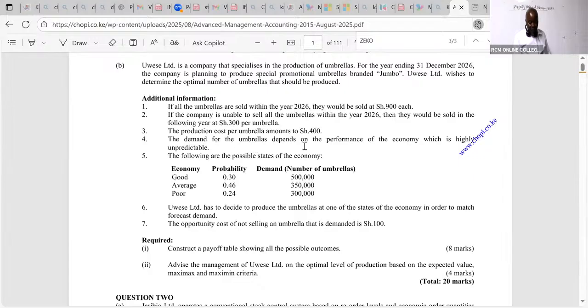The demand for the umbrellas depends on the performance of the economy, which is highly unpredictable. The following are the possible states of the economy: good, average, poor, with probabilities, and then the number of umbrellas demanded. SHD Limited has to decide to produce the umbrellas at one of the states of the economy in order to match forecast demand. The opportunity cost of not selling an umbrella that is demanded is 100. So you can see the demand there: 500, 350, 300.